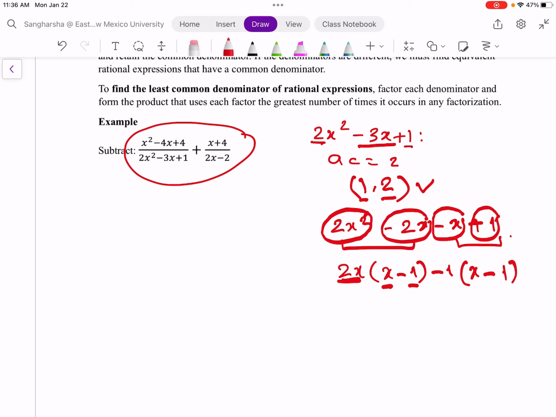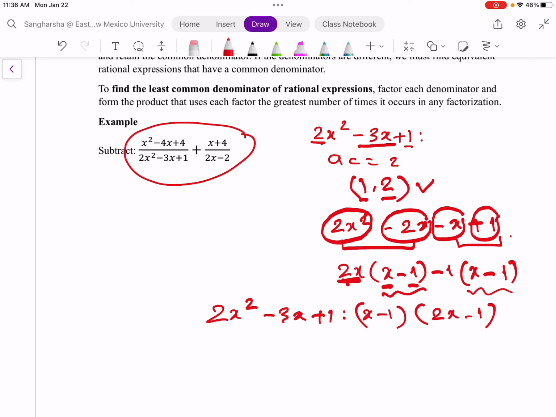You are dividing each term by the common factor. So we have x minus 1 common. So let's factor out x minus 1. Then the remaining is 2x and minus 1. So this is the factor form for this trinomial, 2x squared minus 3x plus 1.